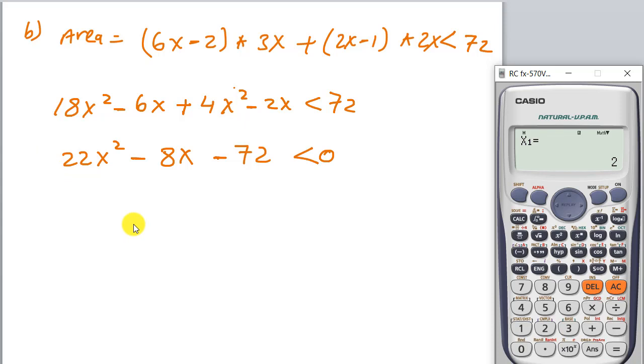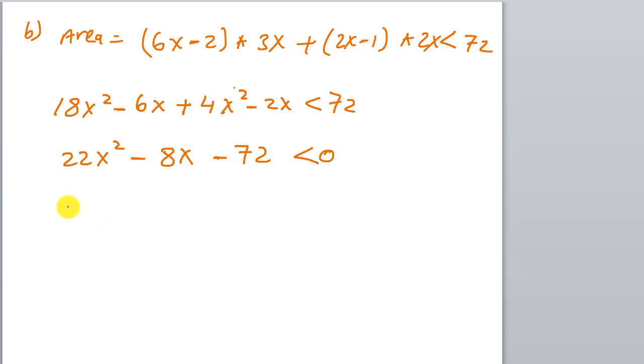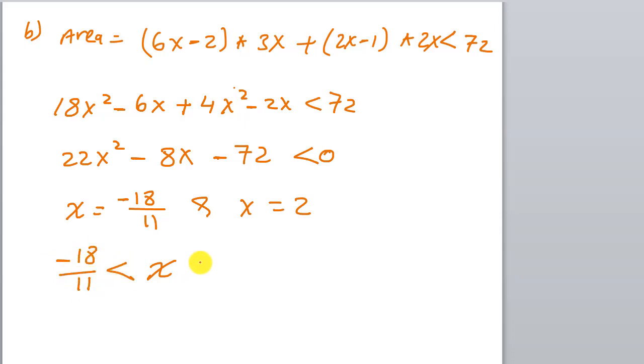x is equal to 2, and x is equal to minus 18 divided by 11. So x equal to minus 18 divided by 11, and x is equal to 2. So we can write now x is bigger than minus 18 divided by 11, and x is less than 2.